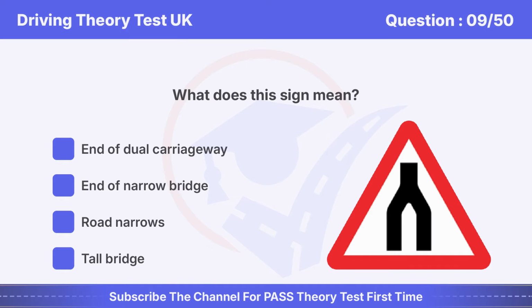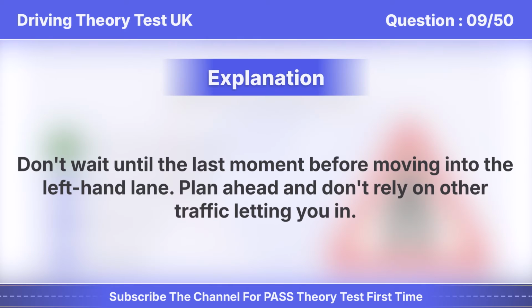Question 9. What does this sign mean? Answer is A. End of dual carriageway. Don't wait until the last moment before moving into the left-hand lane. Plan ahead and don't rely on other traffic letting you in.